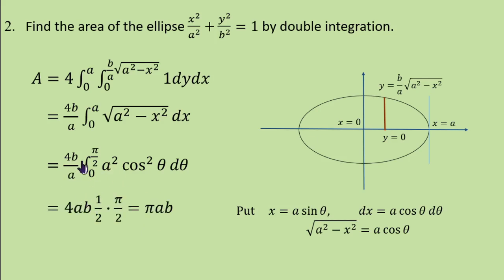Therefore, 4ab into 1 by 2 into pi by 2, so it is pi ab. So the area of the ellipse is pi ab, and the area in the first quadrant is pi ab by 4, total area is pi ab. This is how we can find the area of the ellipse by double integration.